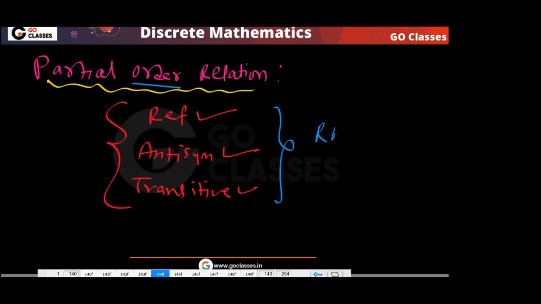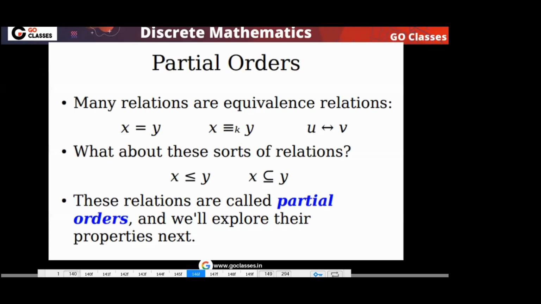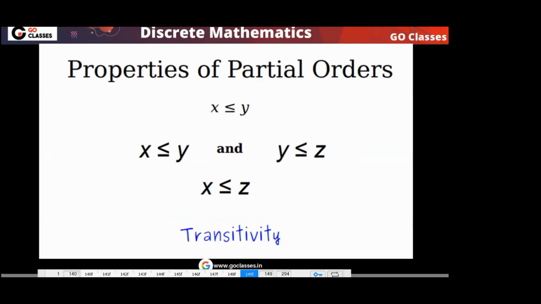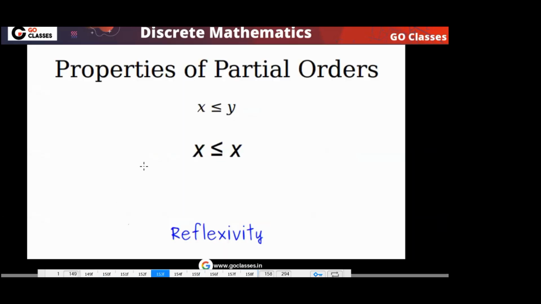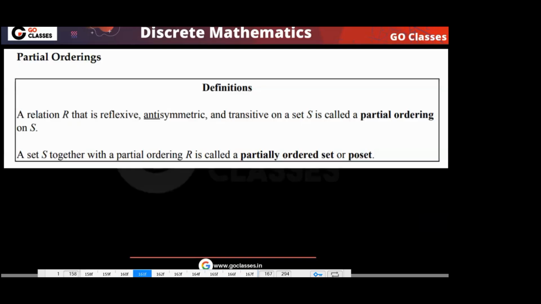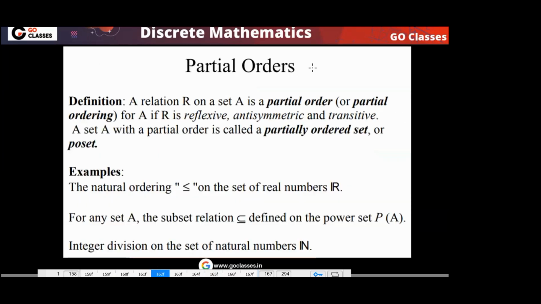We call them RAT properties. So this is the definition. In the equivalence relation, we have RST: reflexive, symmetric, transitive. In the partial order relation, we have three properties: the transitive property, the reflexive property, and the anti-symmetric property. These three properties must be there. So this is the definition of partial order relation.